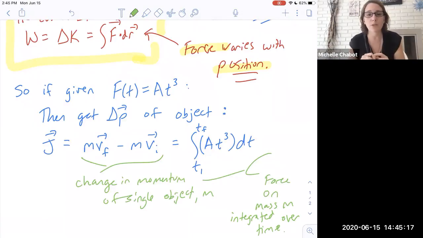So it's a single object, and it's very different than work in that you are dealing with force as a function of time. Okay, let me know if you have any questions.